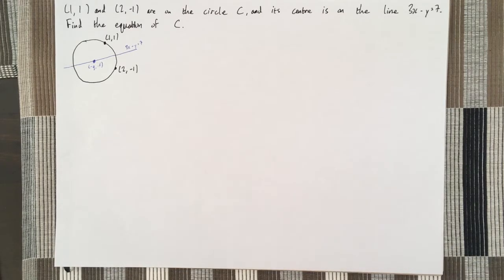Again, I don't have a way of getting the radius here. I'm given two points on the circle. I'm given the equation of a line the center is on. I can't use that to get the radius of the circle. I also can't use that to figure out the center of the circle. So I can't use the h and k form of the equation. So it'll have to be G, F, and C.